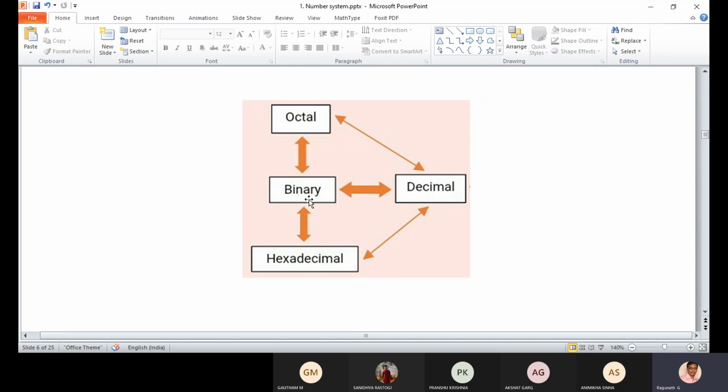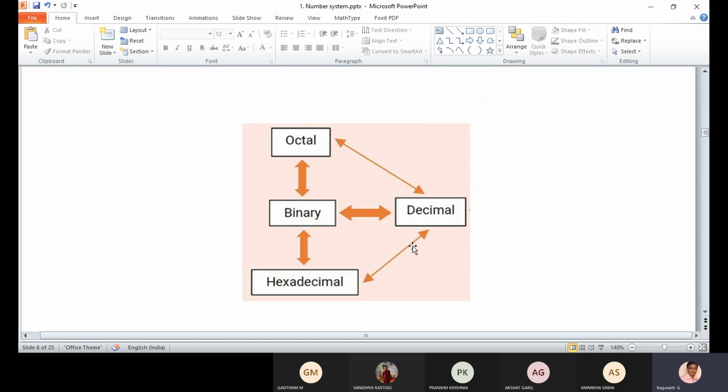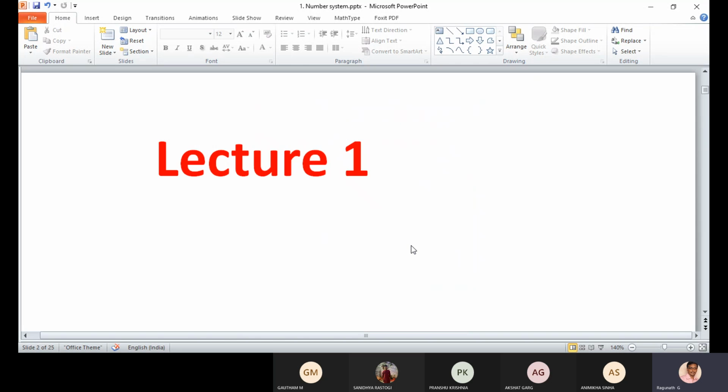So please make a note: wherever you have a thick line, one conversion means you can go directly. Suppose you have two conversions, then you have two options. For example, hexadecimal to decimal has two options. You can go from hexadecimal to binary, binary to decimal. This is one way. Or another way, directly convert hexadecimal to decimal. So we will see this one by one.